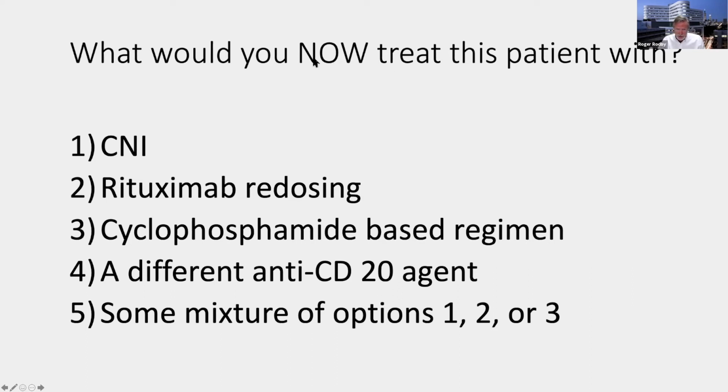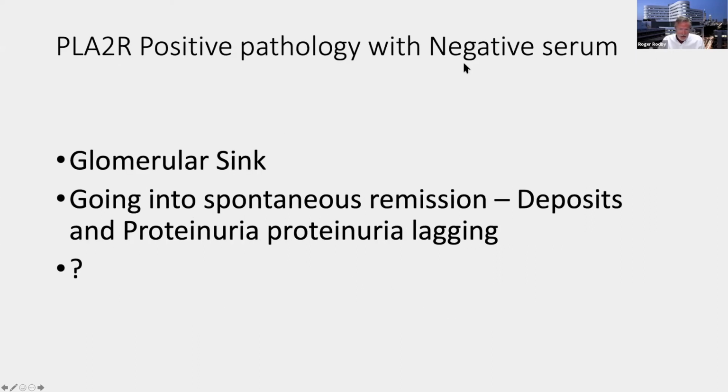So let me take over here and talk a little bit about the questions that came up related to this. I don't need to go over the glomerular sink and going to spontaneous remission, and the deposits and the proteinuria lagging, because we talked about that at length. Dr. Glasic brought a very nice point up for number three, which is a question mark meaning something else. As far as the deposits and proteinuria lagging, that might be okay at time one, but not 9 months later when he's still super nephrotic and still has an anti-PLA2R antibody. So I don't think it would lag that long to that degree. If anything, his proteinuria got worse.